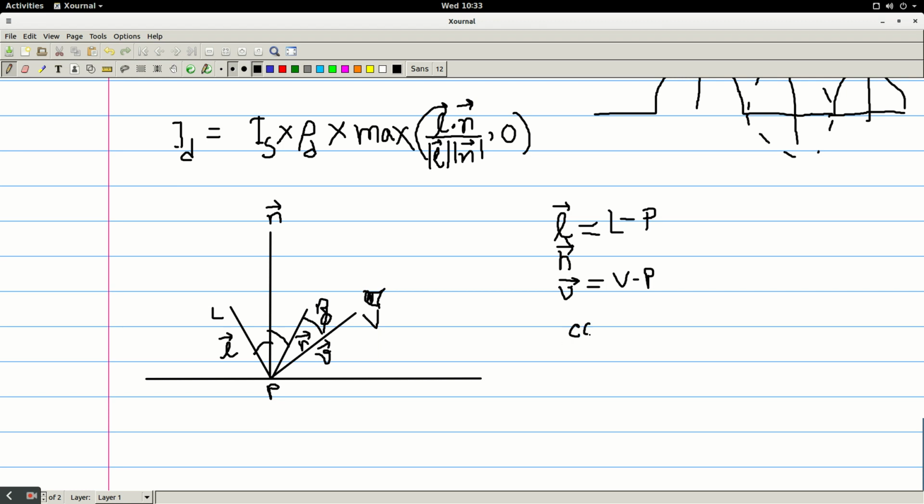What we need to find out now is cos phi. And cos phi can be found if you know the r vector and the v vector, and then you do the dot product in between them.